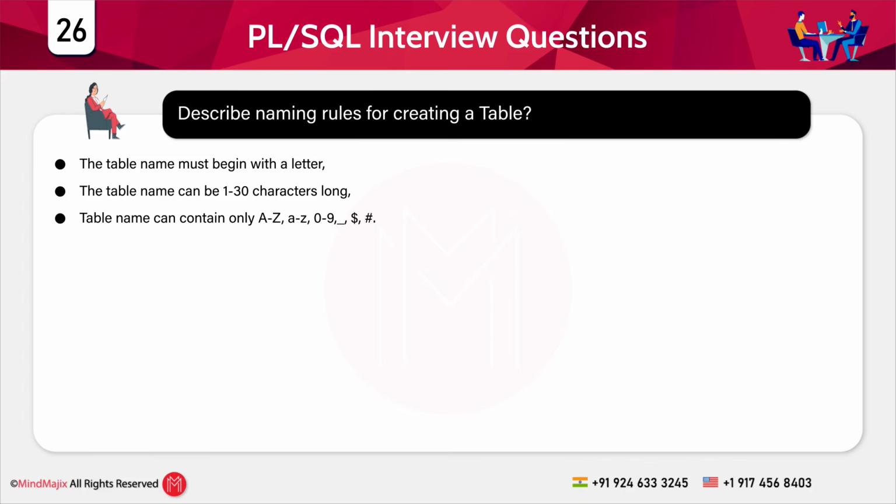After this, the table name can only contain alphabets like capital A to capital Z and small a to small z. Apart from this, you can also have 0 to 9 numbers in the table name. You can have underscore, you can have the $ sign, and you can also have a hash symbol in the table name. The table name cannot duplicate the name of another object which is owned by the same user, and the table name cannot be an Oracle server reserved keyword. So these are some of the guidelines that you must follow while creating a table.